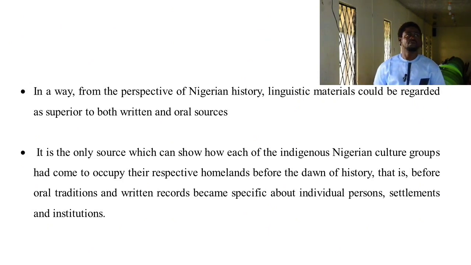In a way, from the perspective of Nigerian history, linguistic material could be regarded as superior to both written and oral sources. It is the only source which can show how each of the indigenous Nigerian culture groups had come to occupy their respective homeland before the dawn of history. That is, before oral traditions and written records became specific about individual persons, settlement, and institution.